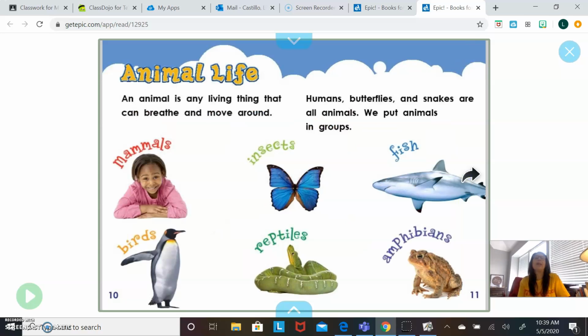All right, let's continue. Animal life. An animal is any living thing that can breathe and move around. Humans, butterflies, and snakes are all animals. We put animals in groups. So we are under mammals. Then we have insects, fish, birds, reptiles, and amphibians. Did you know that we were considered to be grouped under animals? Yeah, we are. It's any living thing. Remember, any living thing that can breathe and move around. Can you and I breathe and move around? We sure can, can't we?